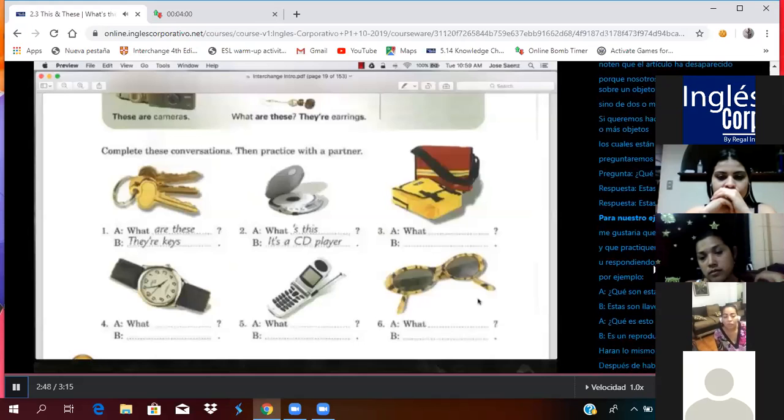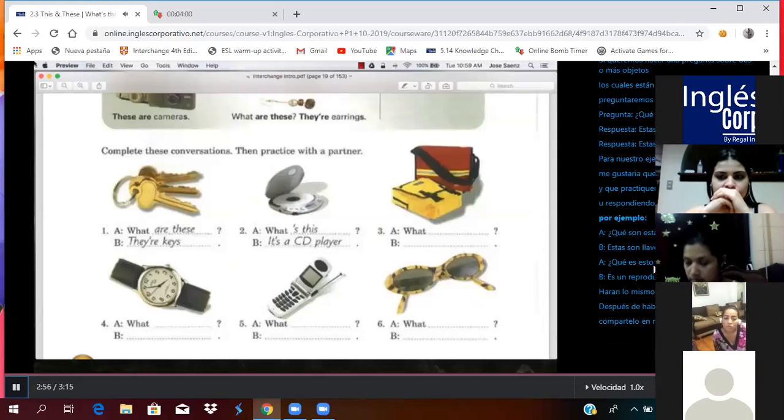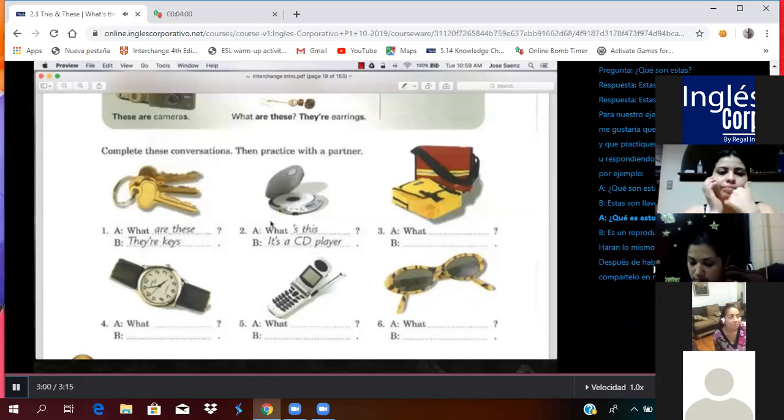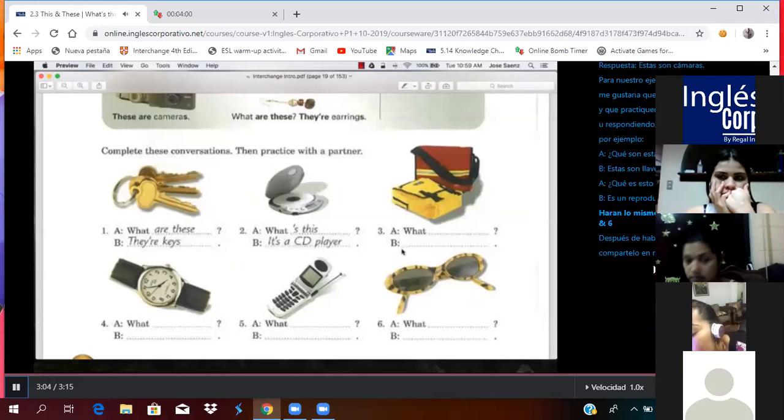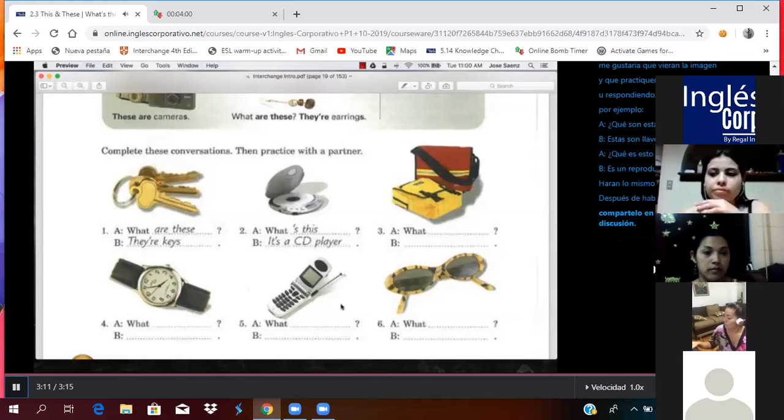For our practice exercise, I would like for you to look at the image and practice making questions and answers. For example, what are these? They're keys. What's this? It's a CD player. You're going to do the same with numbers 3, 4, 5, and 6. After you complete your work, you should share it in our discussion forums.